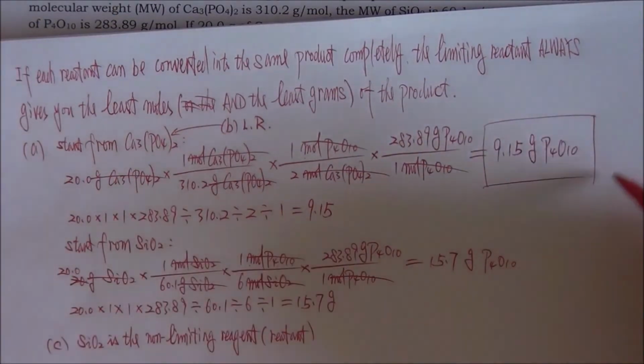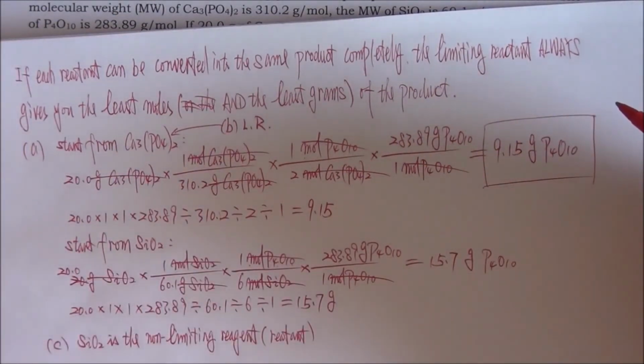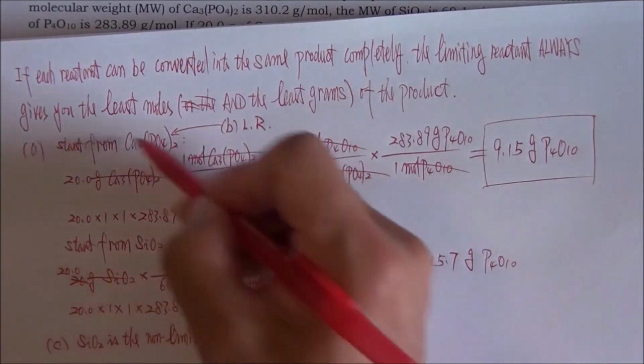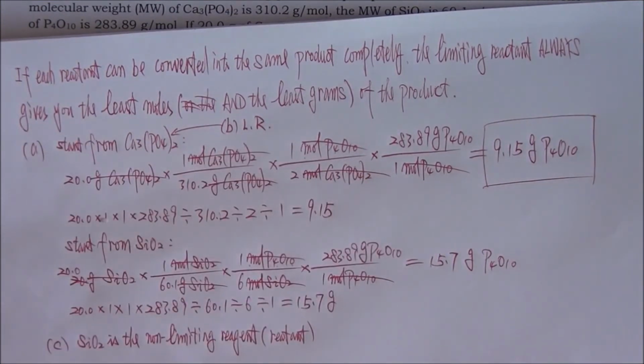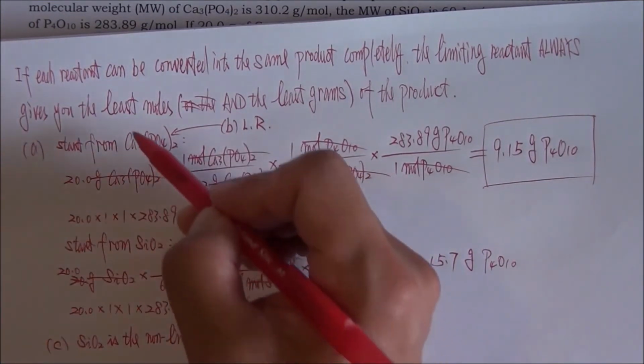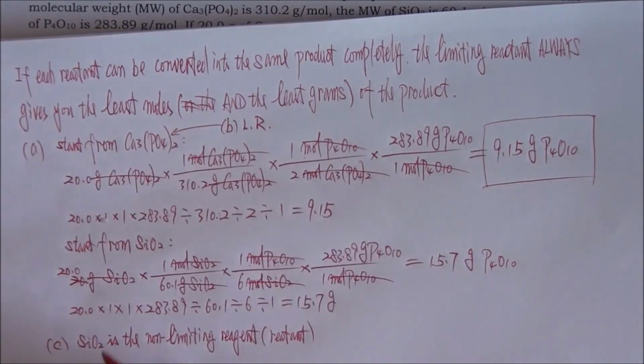If this number has a calculated error, your final answer will be wrong. But this number is given. It does not have any error. So I'm going to start from here. Calculate how many grams of silica dioxide is reacted. This is a stoichiometry calculation. Let me show you the work.